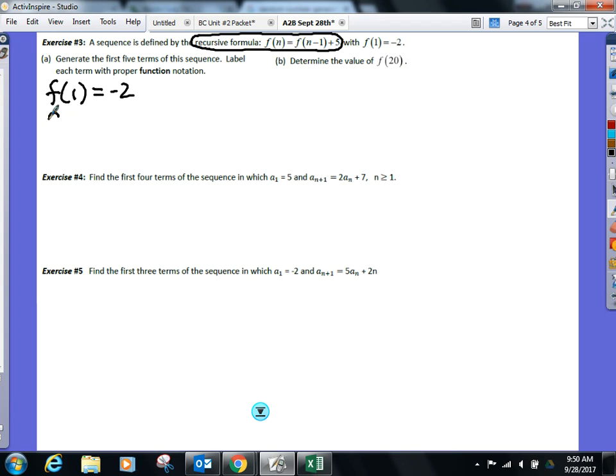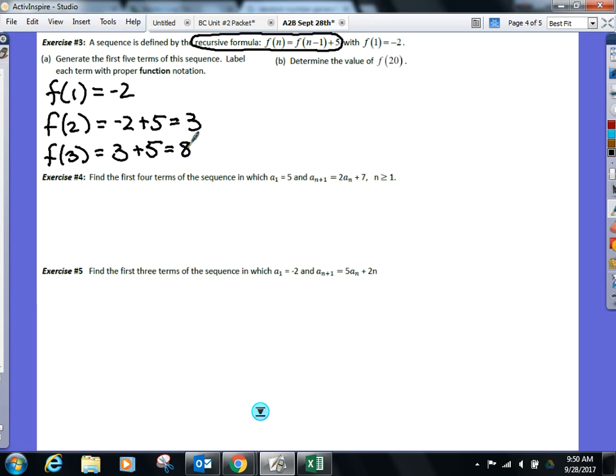All right, so how can I find the second term? Who wants the second term? Let's go, Carr. How do I find it? Take the previous term, negative 2, and add 5. And I end up with 3. How do you find the third term? Keep following the rule. What have we been doing? Taking the previous term and adding 5.